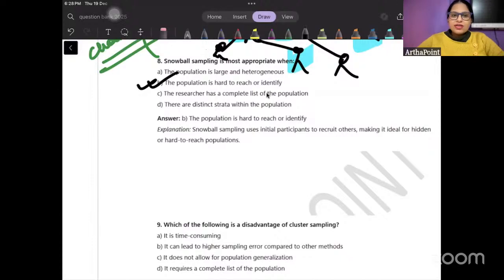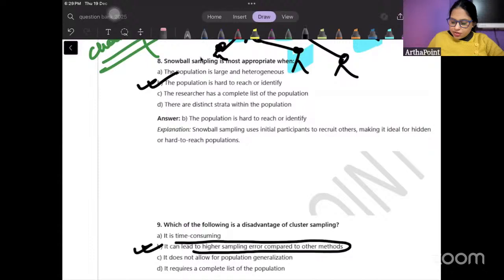Yes, all of you write the correct answer. Nine. We are saying C also. The correct answer to this question will be B. It can lead to higher sampling error as compared to other methods.